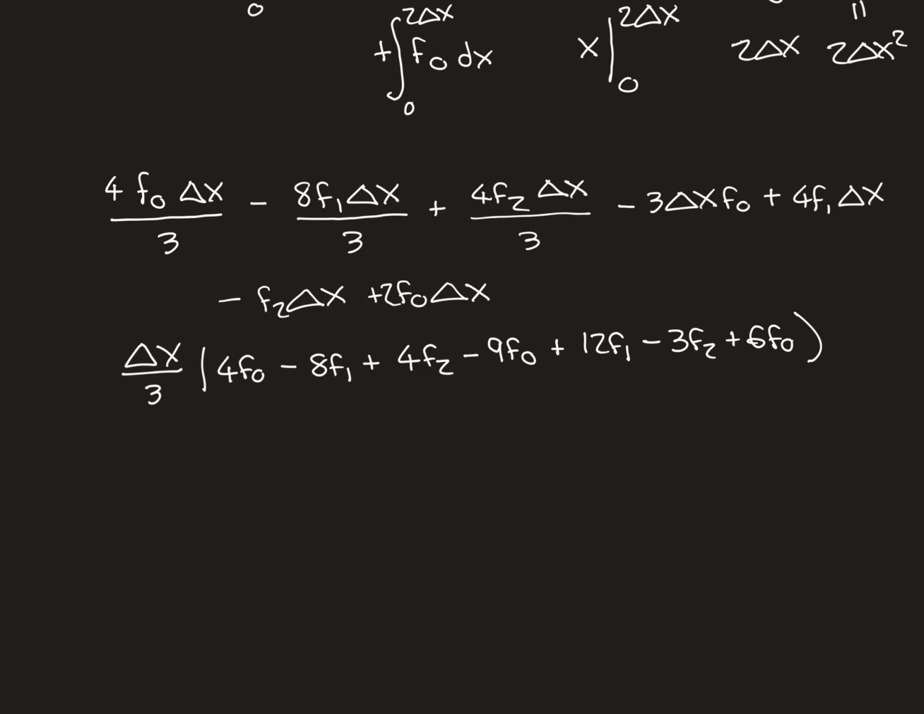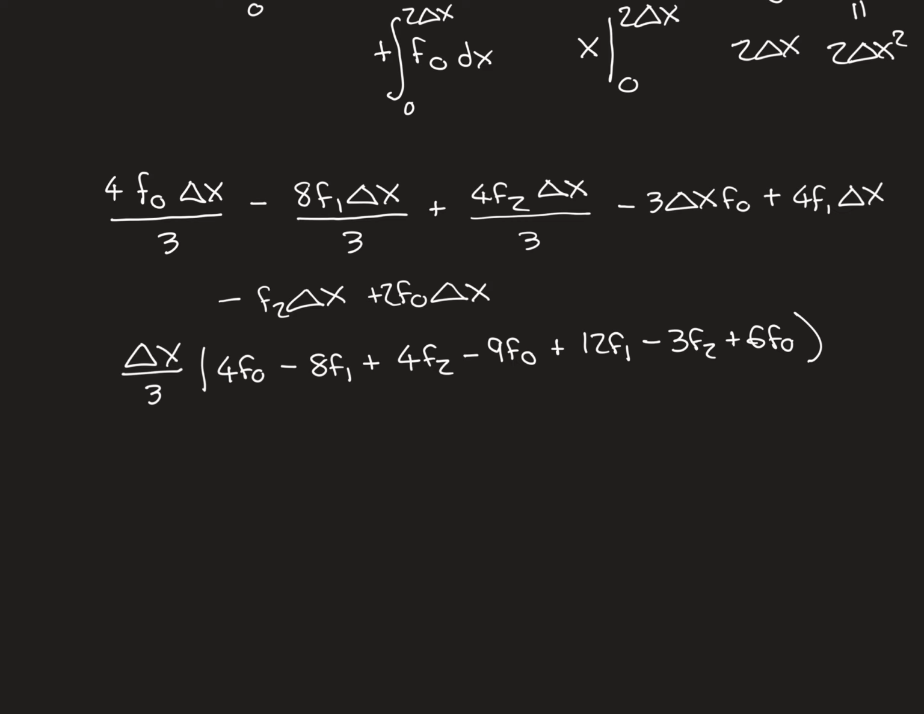So pulling out delta x over 3, here we get 4f0, here we get 8f1, or minus 8f1 really. Here we get plus 4f2. Here we're going to have to multiply by 3 to compensate for our pulling out of the third, so it's going to give us minus 9f0, so that bit comes here. This one we're going to again multiply by 3, so it's going to give us 12 times f1. This one again multiplied by 3, so we'll get minus 3f2. And this one finally again multiplied by 3, so we'll get plus 6f0 inside here. So all of this multiplied by delta x over 3.